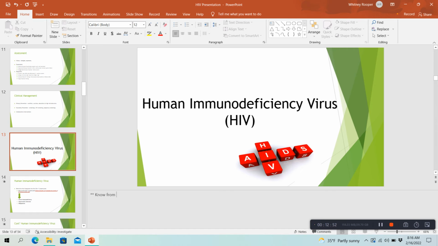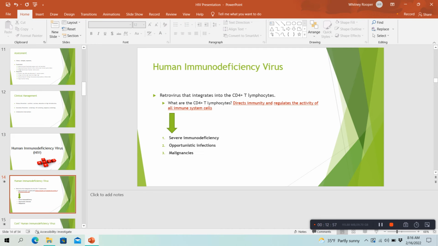So HIV is a retrovirus that integrates into what cell? The CD4, that helper cell. Now we see why it's so important. It loves the cell. Once its machinery is on the inside, that's why it attacks it. So what happens when HIV takes over the cell? Can it respond like it usually does to pathogens? No. So what we have is severe immunodeficiency. We have opportunistic infections, and we have malignancies that come from the cell being altered.